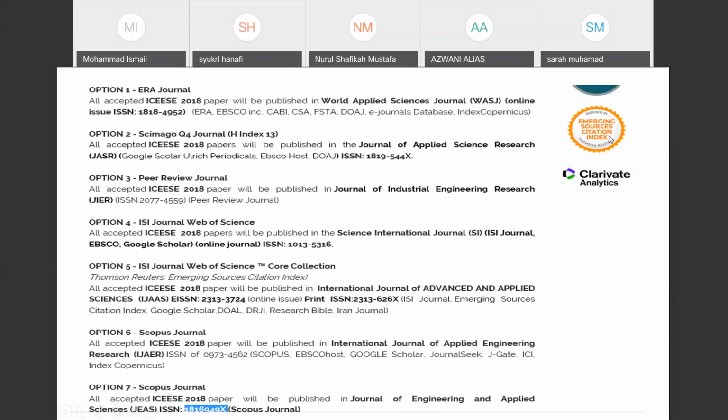You can see that here the organizer put Clarivate Analytics, Emerging Sources Citation Index, ESCI. They claim that this journal is in WOS, but as I mentioned before, WOS also has not-good journals. The organizer takes the opportunity to attract people to submit their work to the conference. They think about the benefit.